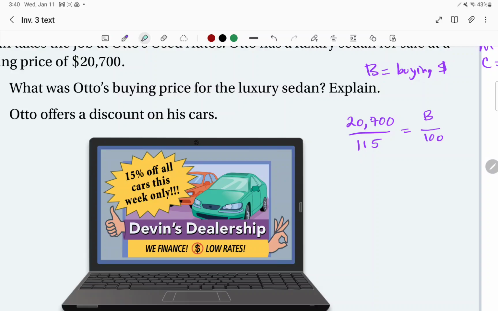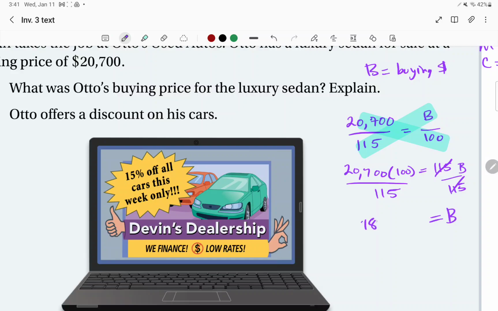Now let's go ahead and cross multiply. So you cross multiply there and there. You get 20,700 times 100 is equal to 115 times B. So divide out that 115. And those will cancel. You get B is equal to, plug that into a calculator, and that would be 18,000. So he bought that car for 18,000. He marked it up by 15%, which was the 20,700, and that's what he's going to sell it for.